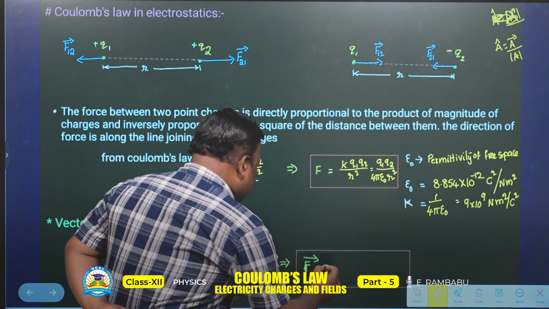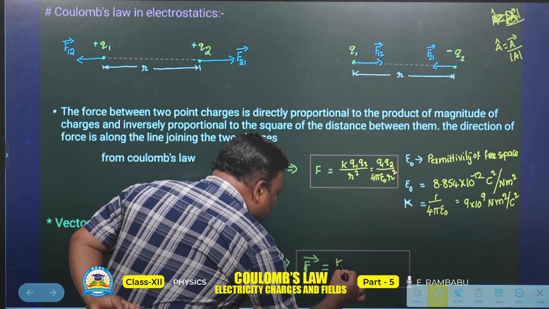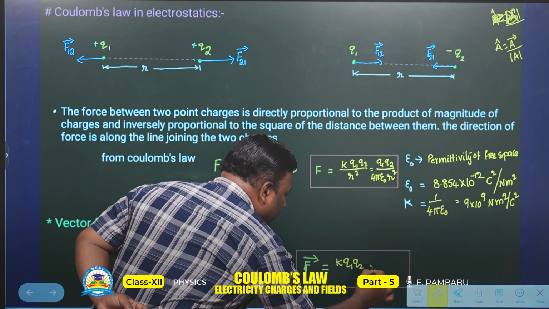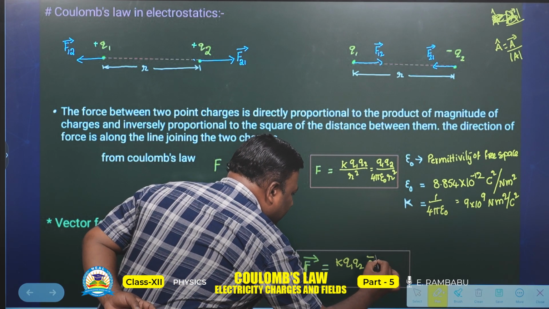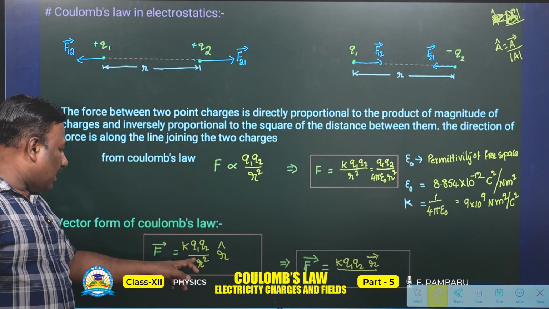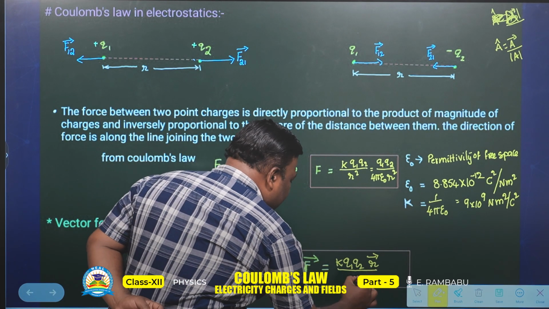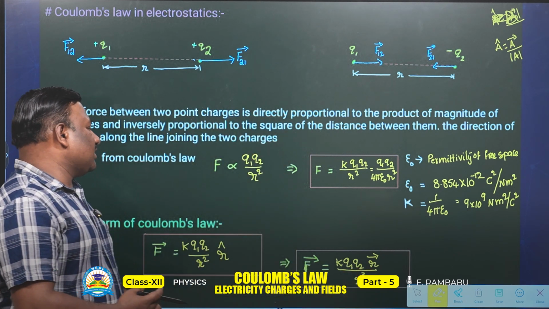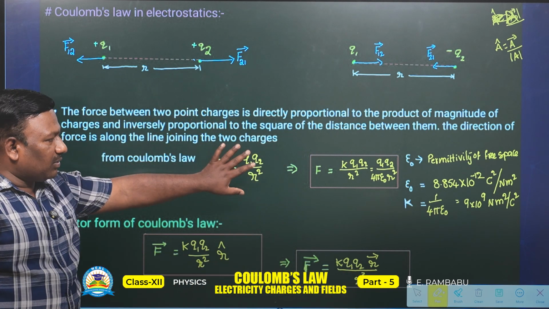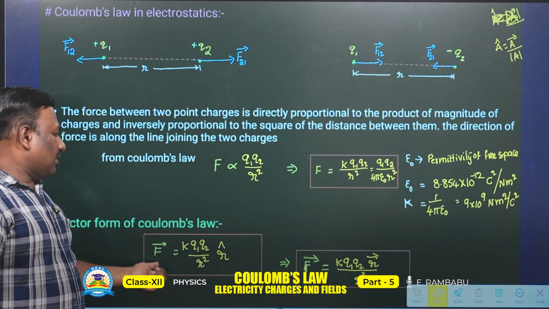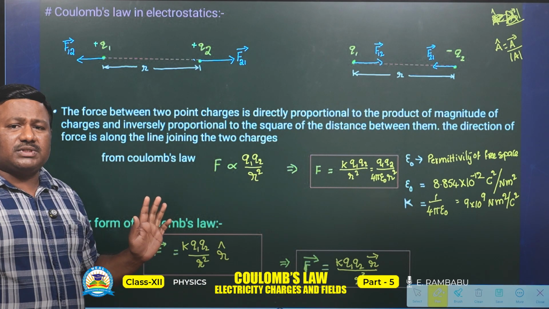So finally the vector form of Coulomb's law can be taken as K into Q1 into Q2, and R cap can be written as R bar divided by magnitude of R. Already R square is there, so R square into R is nothing but R cube. So this is about Coulomb's law formula, the terms present in Coulomb's law, and the vector form of Coulomb's law.